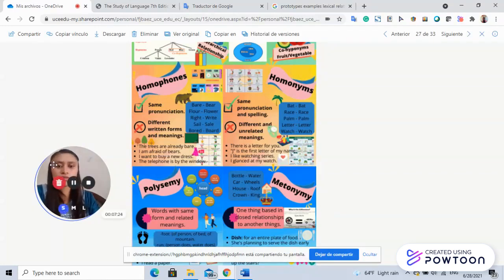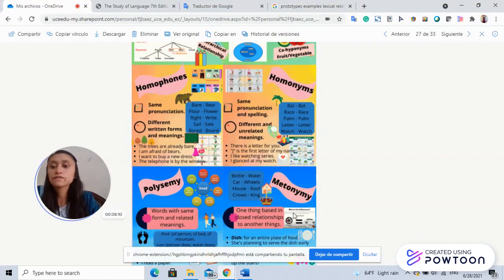And the last one is metonymy, in which one thing is based on a close relationship to another thing. For example, we have bottle that could be of water, juice, of anything, wheels that are part of a car, roof that is part of a house, and crown that is part of a king. We have more examples: dish for an entire plate of food. For example, she's planning to serve the dish early in the evening. Or a hand for help. Can you give a hand carrying this bag up the stairs? Those could be examples of metonymy.